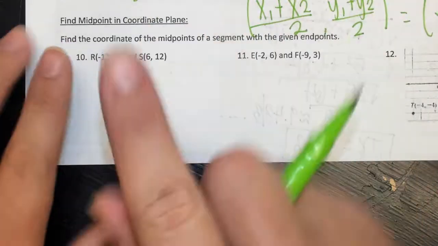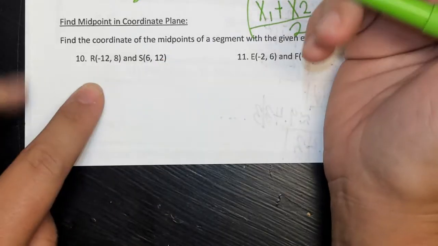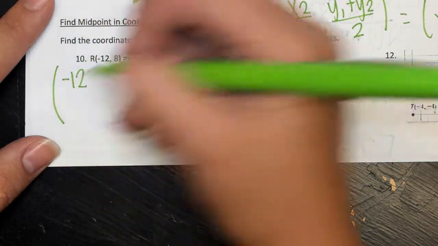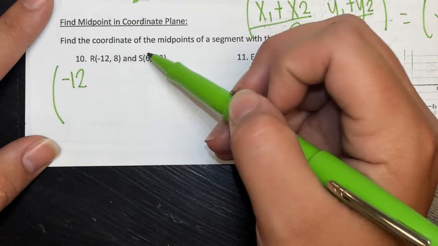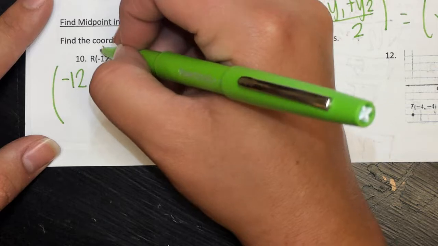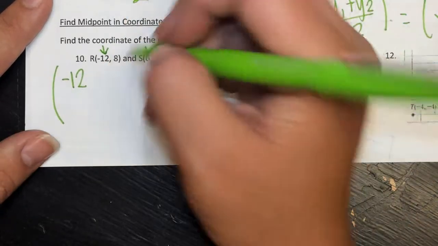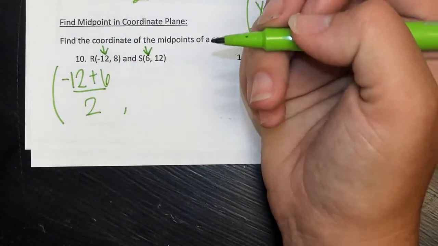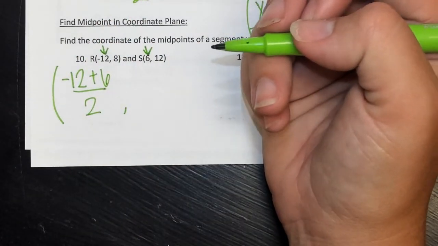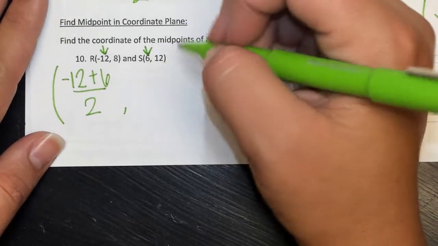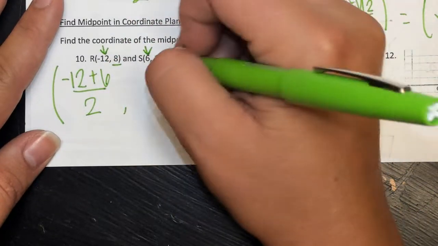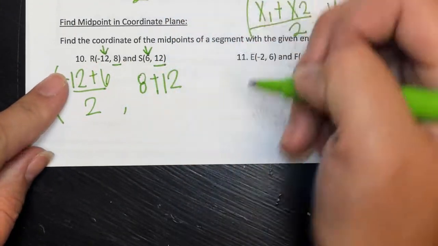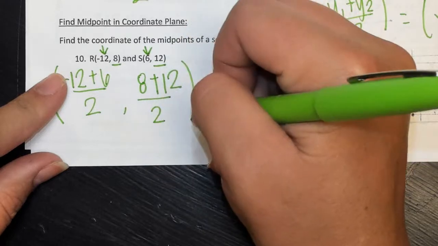Okay, Carson Brown, tell me the 2 X's I have right here. That's a Y. 6. There we go. So we're taking both of our X's, -12 and 6, divide by 2. Jalen, tell me the Y's. Good. 8 and 12. So let the x's stick together, let the y's stick together, and divide by 2.